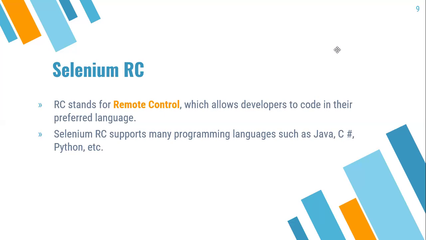So that's the reason every organization comes up with open source. There are a lot of open source tools. I'm not saying to use only Selenium. There are a lot of tools, but most organizations always prefer open source, right? Is it clear? So RC supports many programming languages like Java, C Sharp, Python, etc.